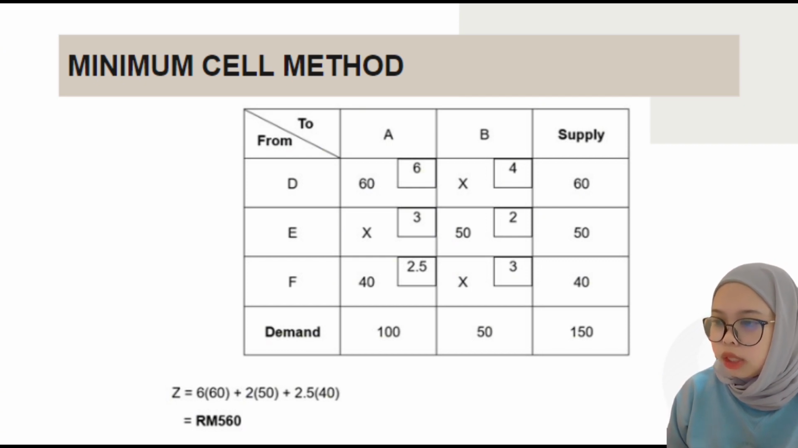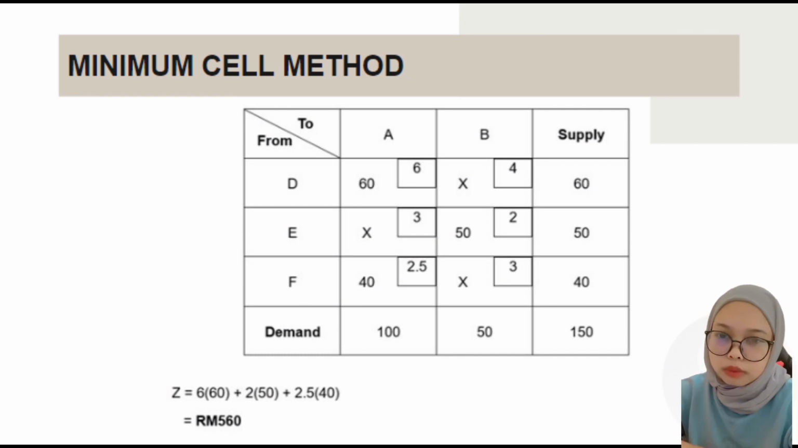So let's go to the 2.5. The demand is 100 but they can only supply 40, so we proceed with 40. And the last one is 6. The demand is 100 but they can only supply 60. Now let's see the answer: 6 multiplied by 60 plus 2 multiplied by 50 plus 2.5 multiplied by 40. The answer is 560 ringgit Malaysia.